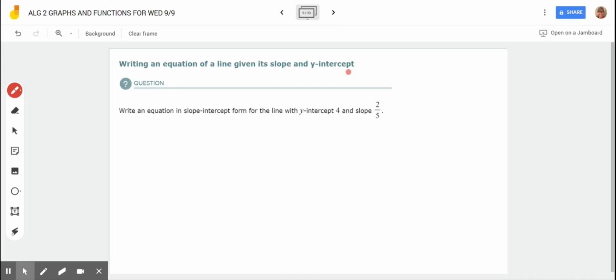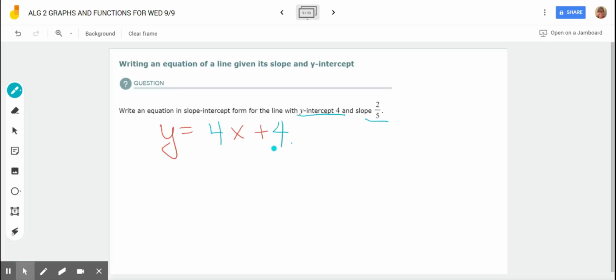Writing an equation of a line given its slope and y-intercept. Okay. Y equals mx plus b. What's the slope? The slope is m. What's the b? The y-intercept. They're telling you the y-intercept is 4, and they're telling you the slope is 2/5. So you literally go in and you just erase that m, and you put whatever they told you was the slope. They told you the slope was 4x, and then you go back in and you erase the b, and you put whatever they put was the b, 4.